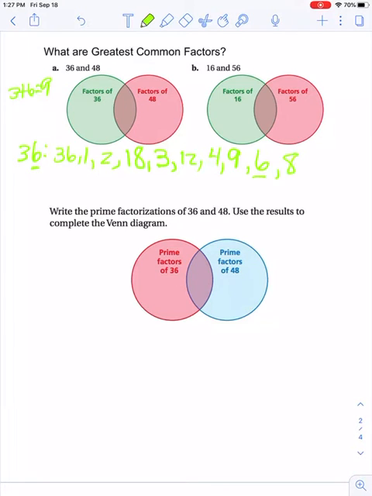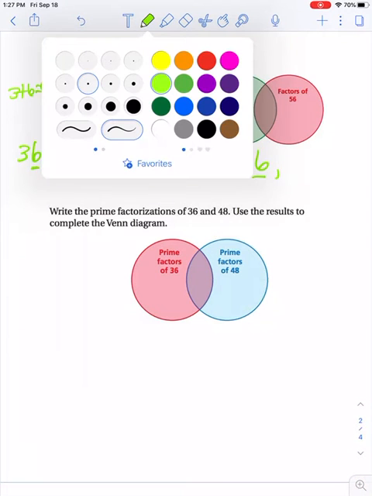Does 8 divide evenly into 36? Or can you divide 36 by 8 evenly? You cannot, so we're going to erase that one. And now we're up to 9, and there's already a 9 here. So this is all of the factors of 36. I've listed all of the factors.